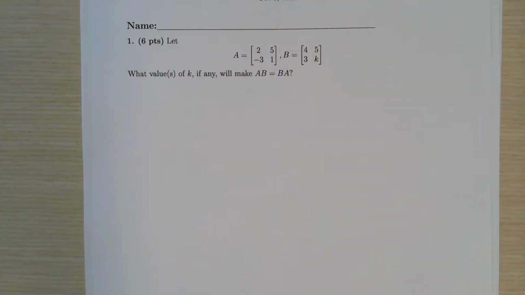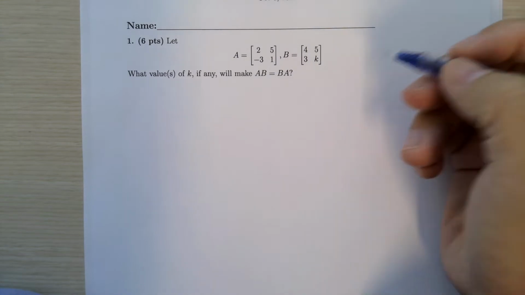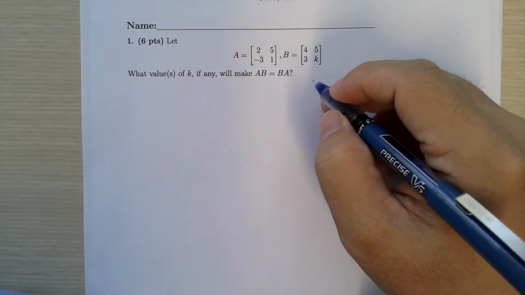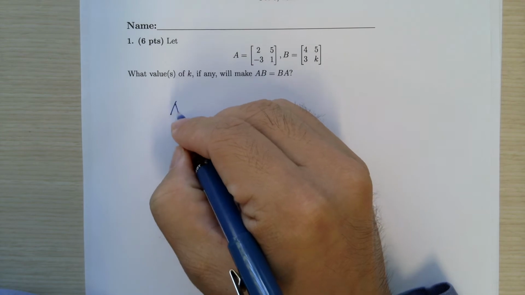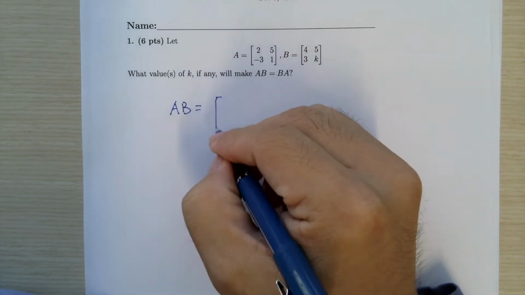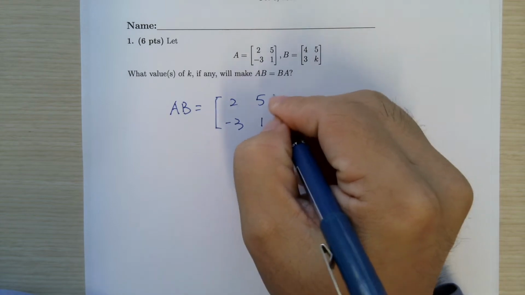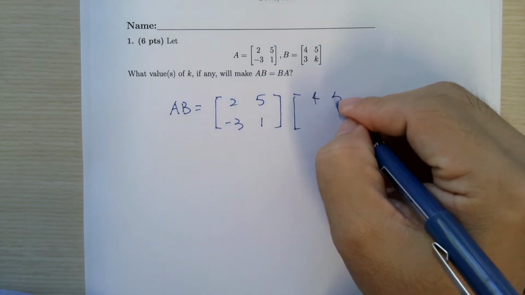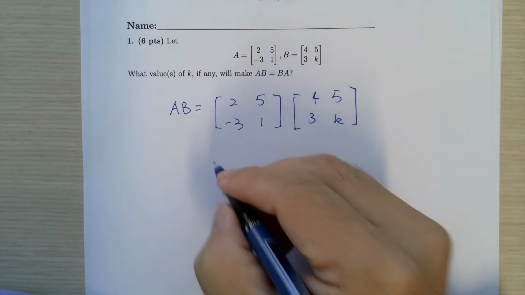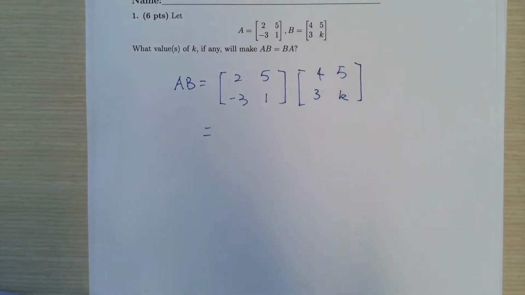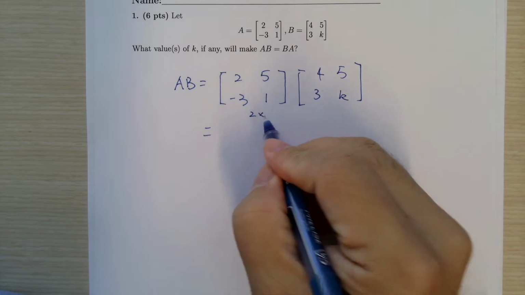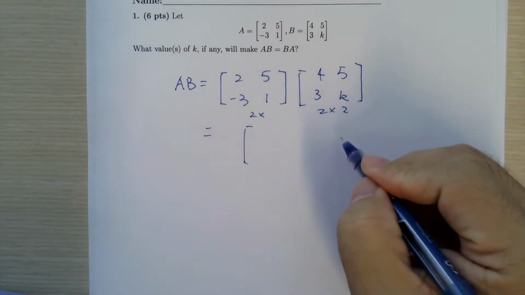Okay, now let's look at this one. It gives us two matrices, and both are 2 by 2, and it asks us what value of k will make AB equal BA. So we do AB. Since this is a 2 by 2 and this is a 2 by 2, the result will also be a 2 by 2.